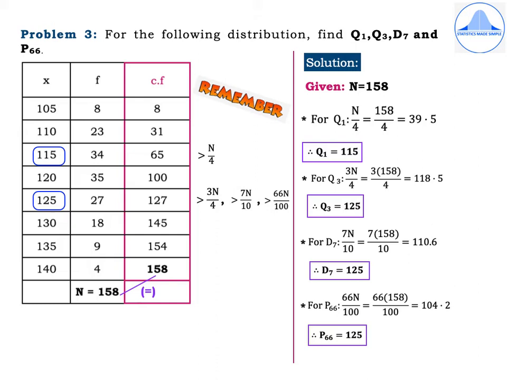And now to find out P66, for P66 find out 66n by 100, which is 66 into 158 by 100, which is equal to 104.2. The value which is greater than 104.2 in the table is 127, and corresponding to it you write greater than 66n by 100 and the x value is 125. Therefore, P66 is equal to 125.